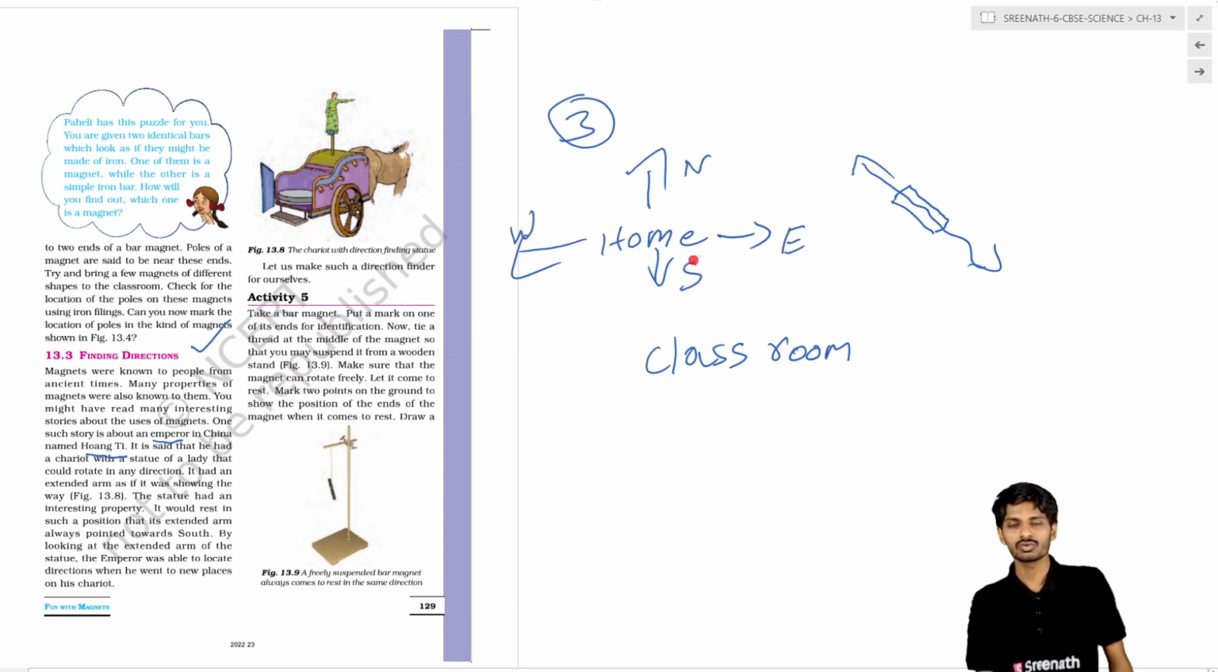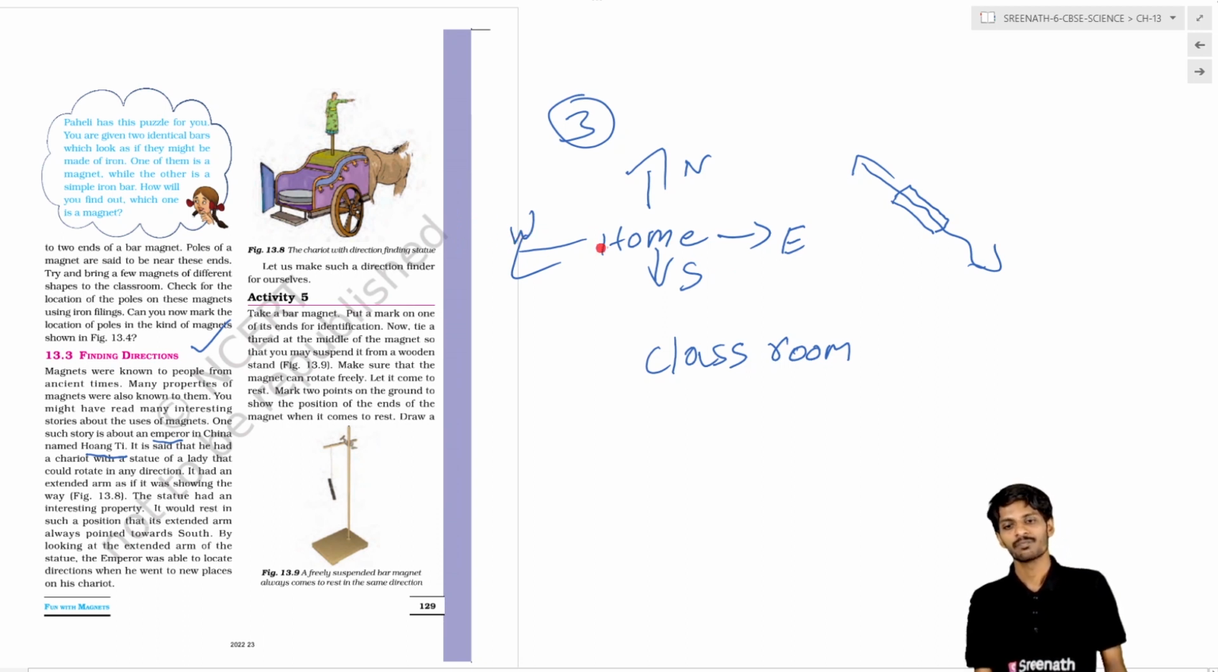If you don't know how to find the directions, just see the sun. The sun rising direction is the east direction. Suppose when you wake up early, the sun is rising from this direction, then it is the east direction. Opposite to this, the sun setting direction is the west direction.